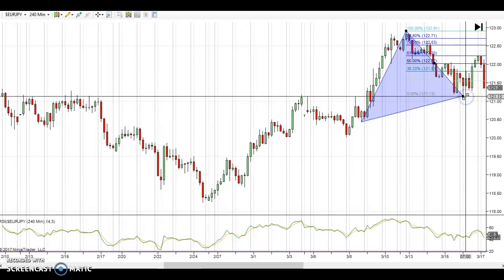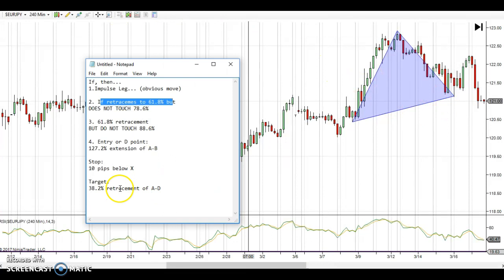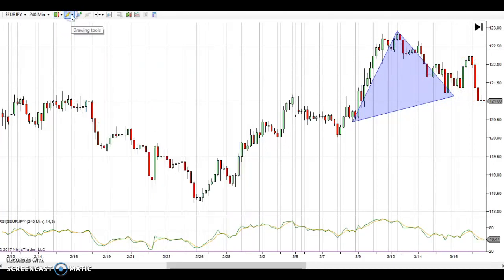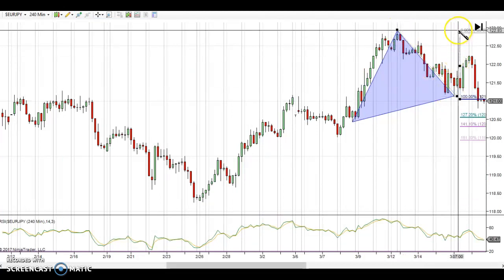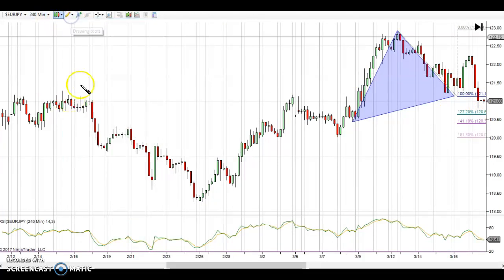Let me get this Fibonacci tool out of the way. There we go. All right, so now where's our entry point, excuse me? 127.2% extension of A to B. So X to A to B to C. So we want to extend this move, so let's go grab our extension tool. I'm going to go A to B, back up to A. Here's our entry, 127.2. We'll go ahead and draw that in.